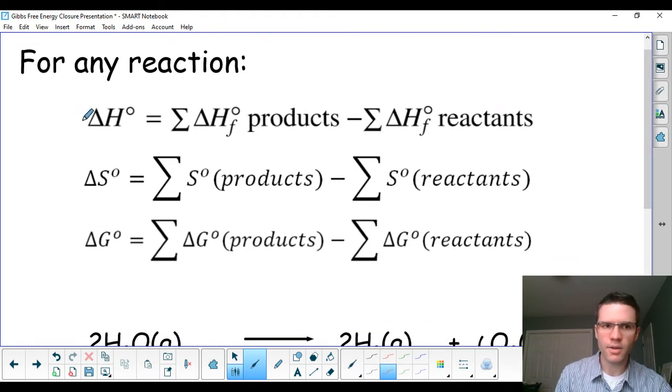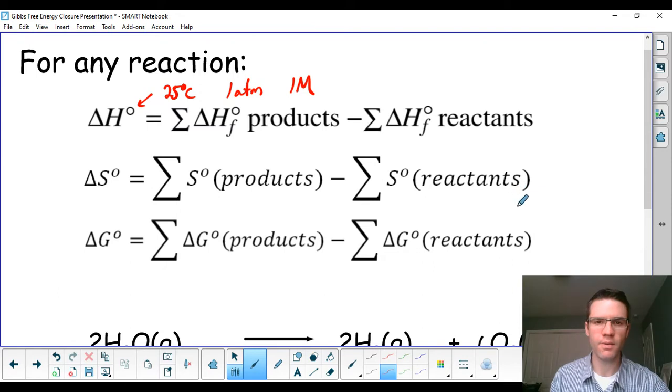We used these for our enthalpy, and the little symbol here is your standard state. For thermodynamics, the standard state is 25 degrees Celsius, 1 atmosphere pressure if you have gases, and 1 molar concentration if you have solutions.